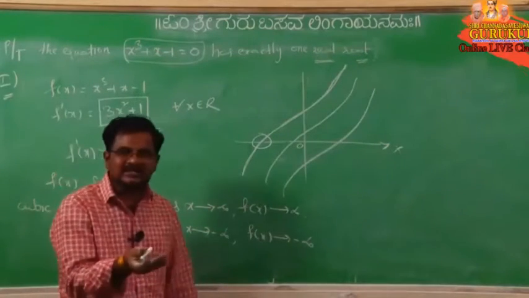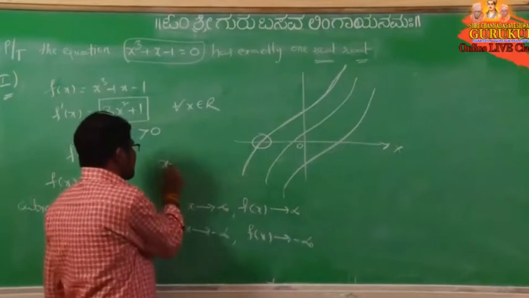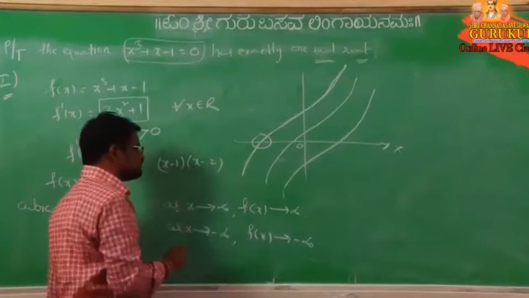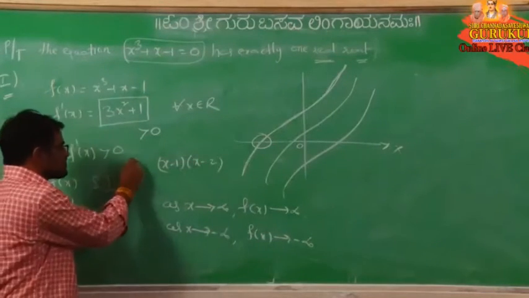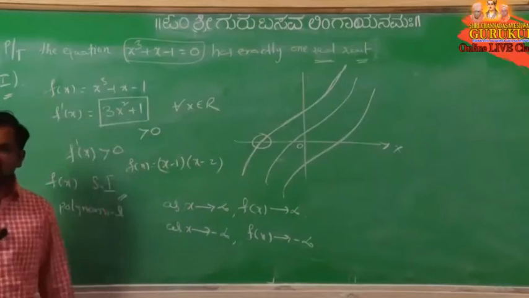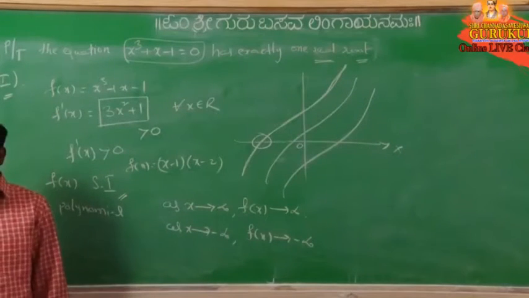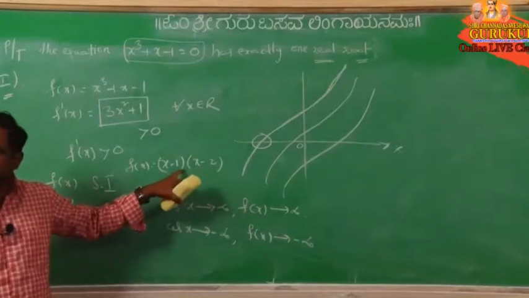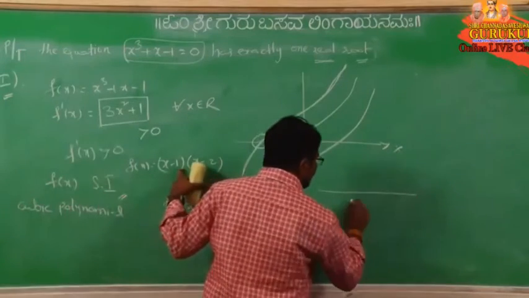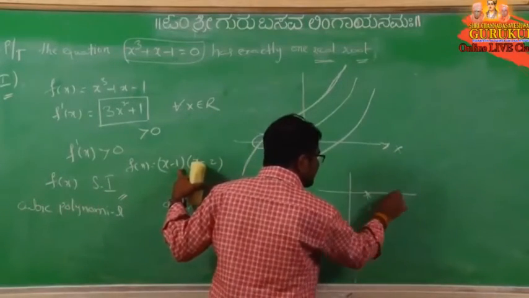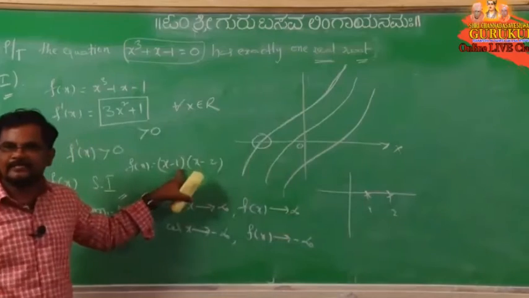Because the roots mean what? Suppose f of x equals (x minus 1)(x minus 2). This is the quadratic equation. What are the roots for this one? 1 and 2. If you substitute x equal to 1 and 2, here and here you will get 0, or not.